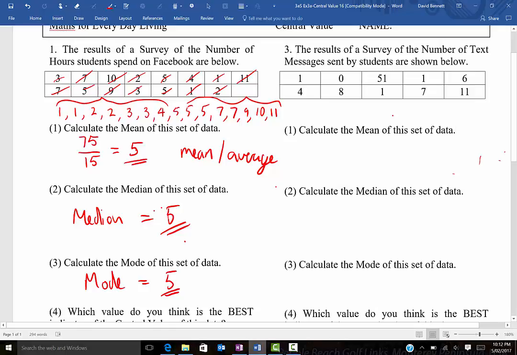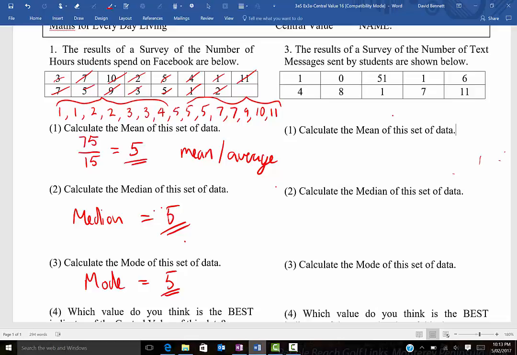So what we talk about here, if we're looking at the number of hours spent on Facebook, our mean, our median and our mode are all telling us that 5 hours is about the average that most people spend on Facebook. Alright, so all three values are obviously giving us the same answer. Generally you'll find the median value is not a bad representation of the middle.